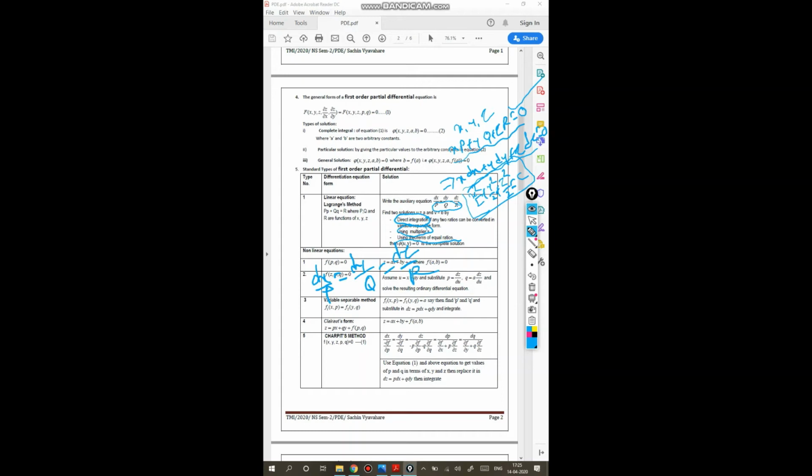So you are free to apply componendo, you are free to apply dividendo, both. You can do anything, but try to get, for example, if I write here dx minus dy upon p minus q is equal to dz upon r. Now, in this case, this denominator should come in terms of x minus y.